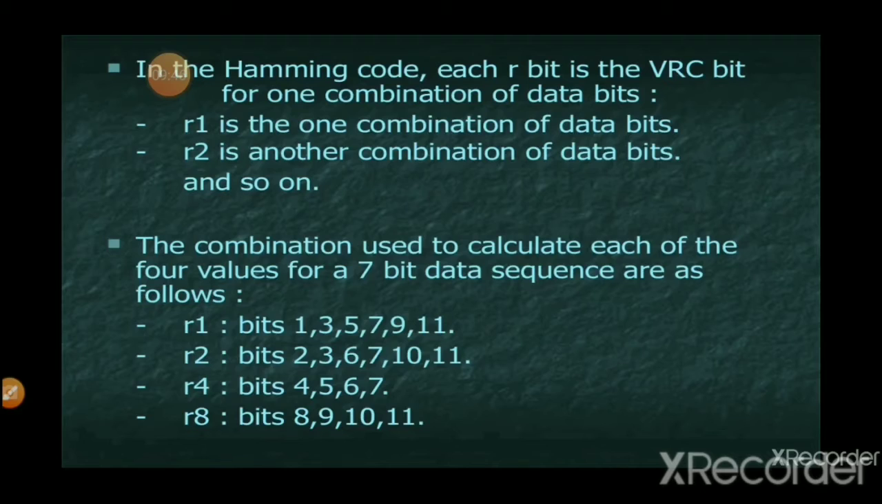In the Hamming code, each R bit is the parity bit for one combination of data bits. R1 is one combination of data bits, R2 is another combination of data bits, and so on. The combinations used to calculate each of the four values for a 7-bit data sequence are as follows. R1: bits 1, 3, 5, 7, 9, 11. R2: bits 2, 3, 6, 7, 10, 11. R4: bits 4, 5, 6, 7. R8: bits 8, 9, 10, 11.